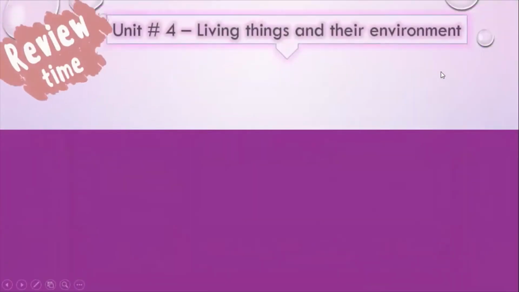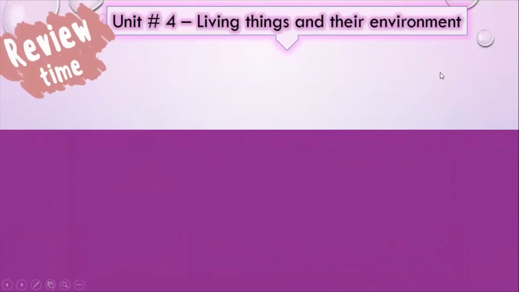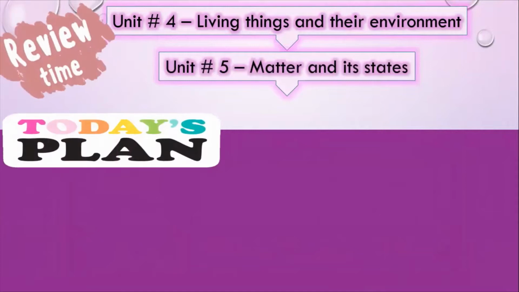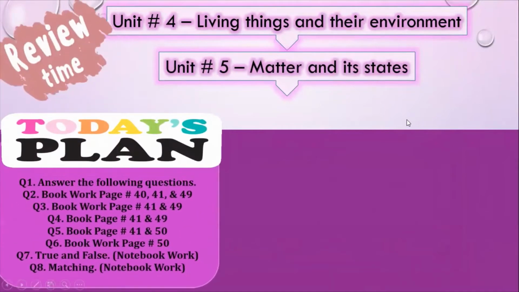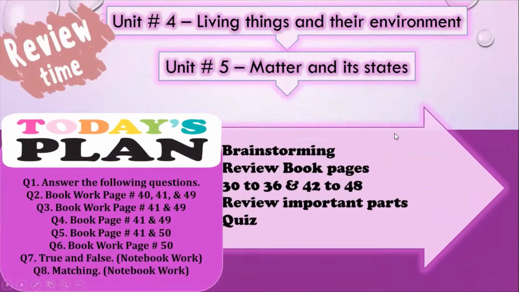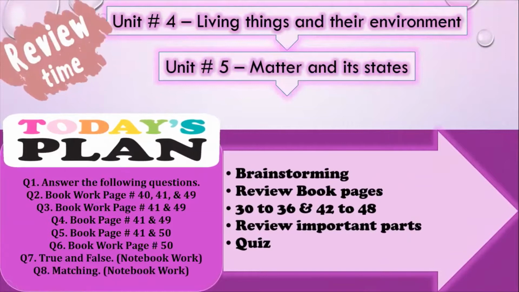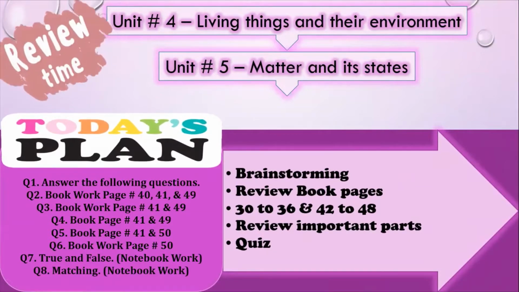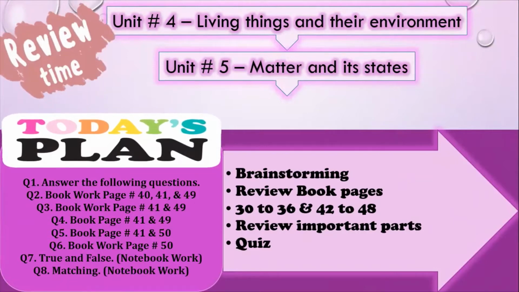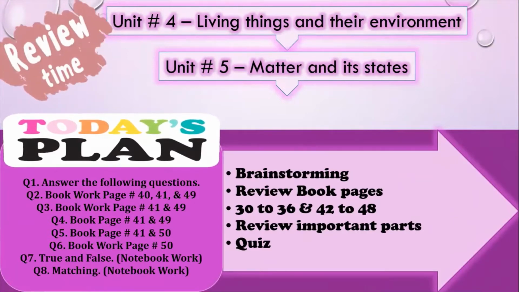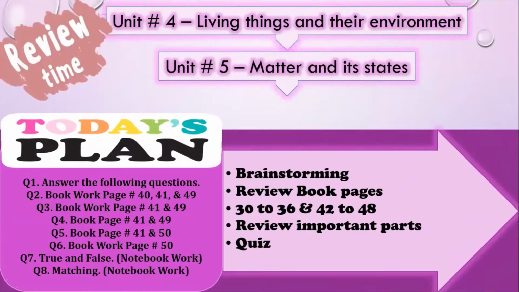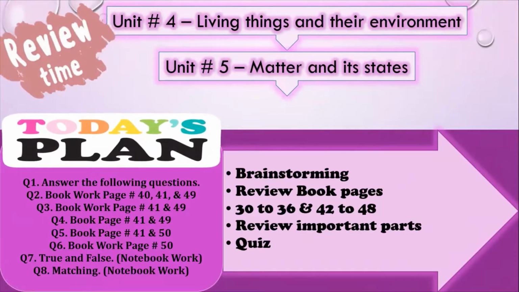Now it's review time for unit number 4, living things and the environment, and unit number 5, matter and its states, in which we'll review all the parts of the lesson. First of all, we'll do the brainstorming, then review pages 32 to 36 and 40 to 48. After that, we'll review some important parts of the lesson. After that, a quiz. So listen to the things carefully.